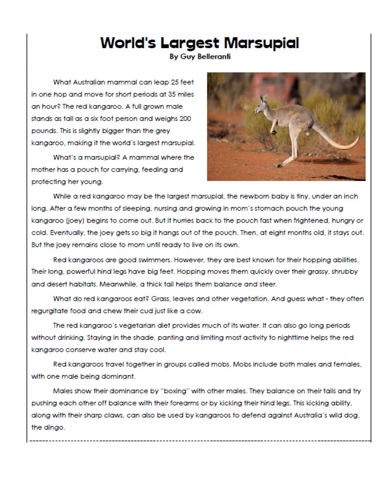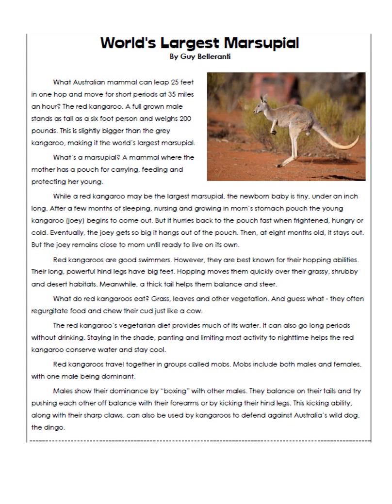What is a marsupial? It's a mammal where the mother has a pouch for carrying, feeding, and protecting her young. While a red kangaroo may be the largest marsupial, the newborn baby is tiny, under an inch long. After a few months of sleeping, nursing, and growing in mom's stomach pouch, the young kangaroo, called a Joey, begins to come out. But it hurries back to the pouch fast when frightened, hungry, or cold.